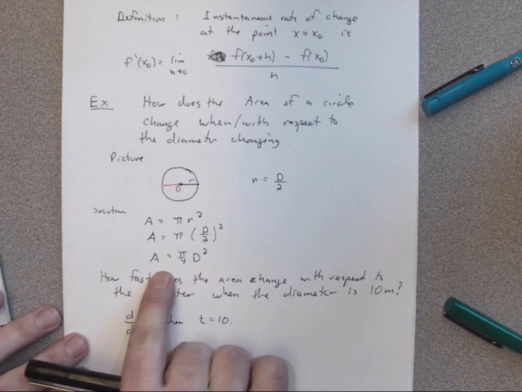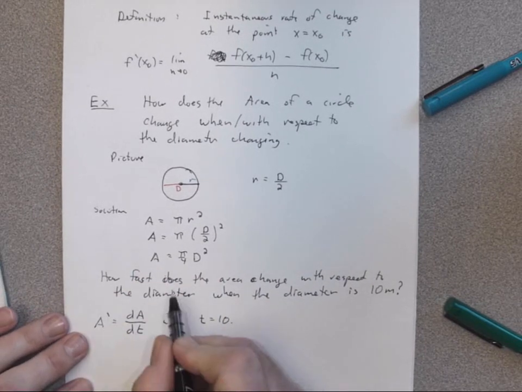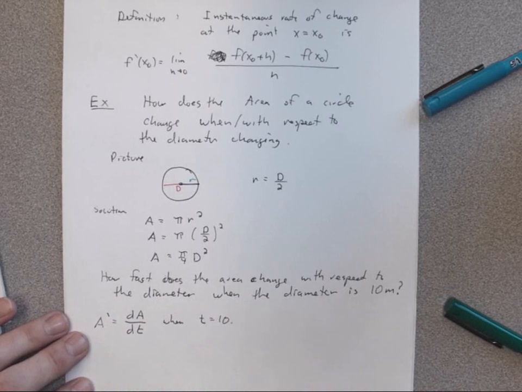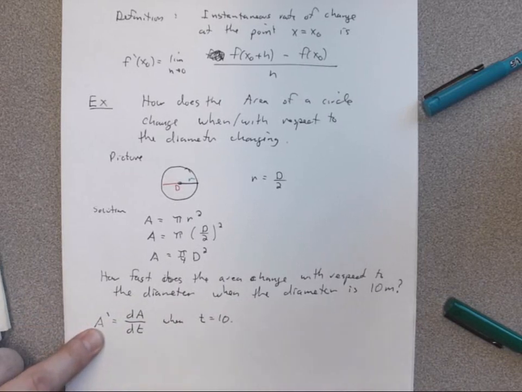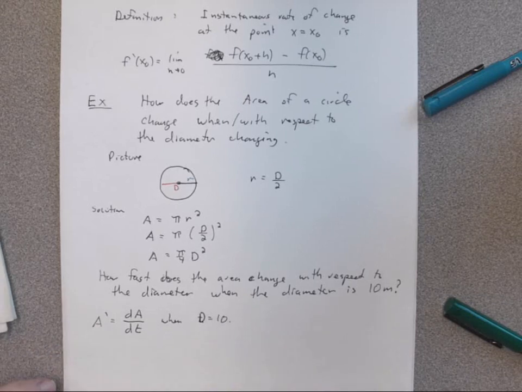Well, if this is A, this is essentially A prime, because A is a function of t. So they want to know what's A prime when t is 10. My bad, not t, but d. When d is 10. When d is 10.